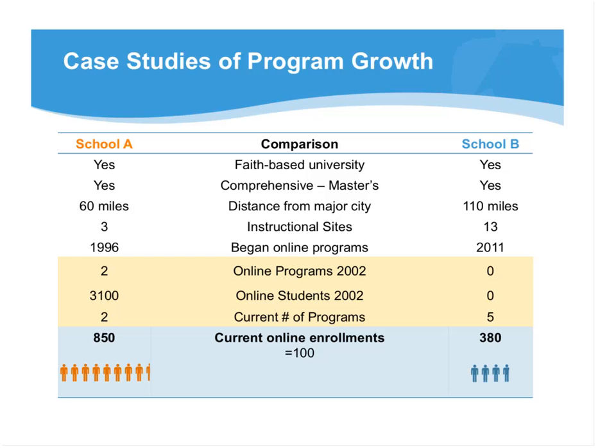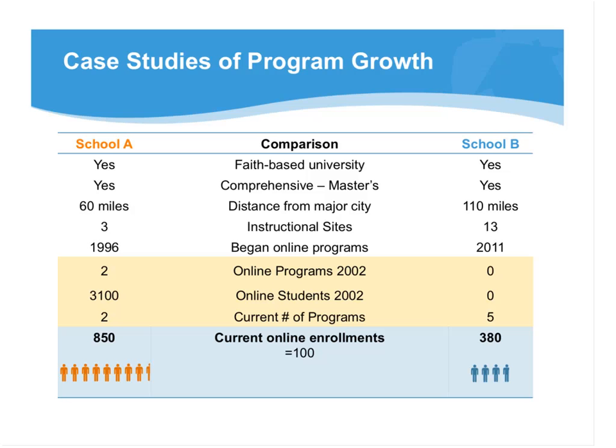The other school is a late entrance. If you look at the online programs, they had nothing in 2002. In fact, their first online programs they started just a year and a half ago, in early 2011. And they have 5 programs today. So they've aggressively moved 5 programs. Their plan is by a year from now to have 15 online programs. So they're jumping full force into moving programs online. And they've been pretty successful. To only be at it for a year and a half and have 380 students is pretty good.